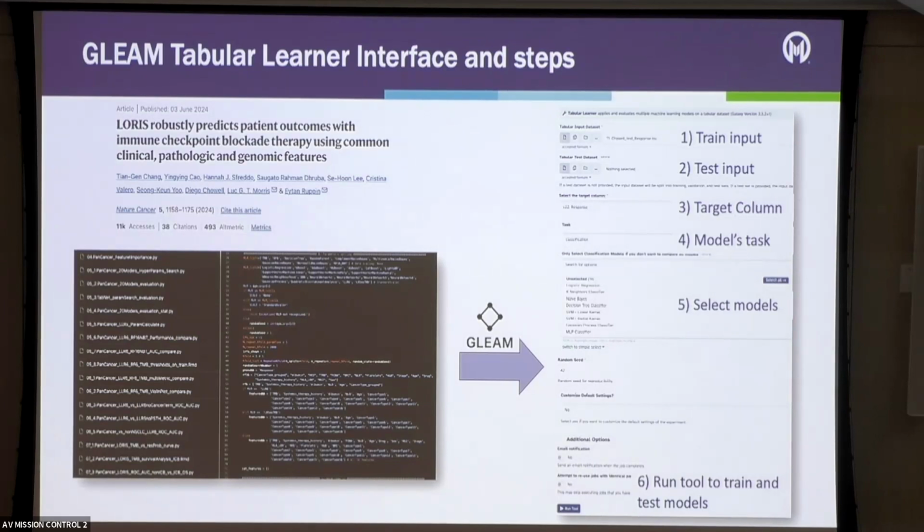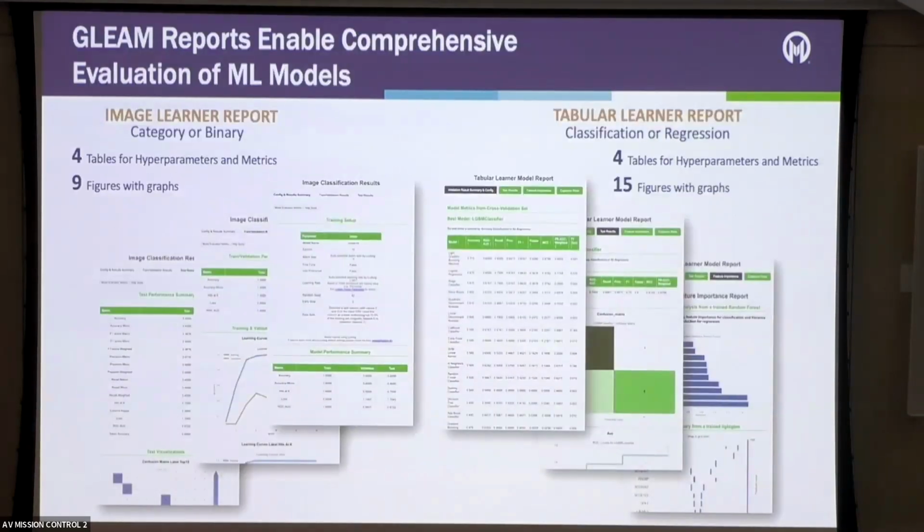So you need the inputs for your data set, select the target column, the model task, if it's classification or regression, and select the models if you want to, it's up to you. If you don't select any model, it's going to run all the possible models, and that's it. You're set to go and run your tool.